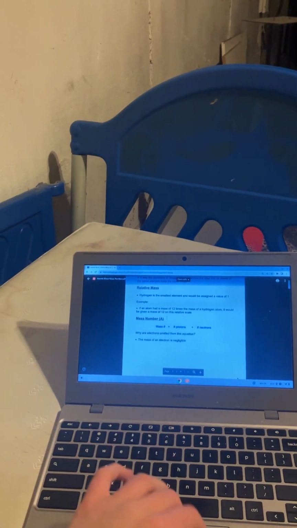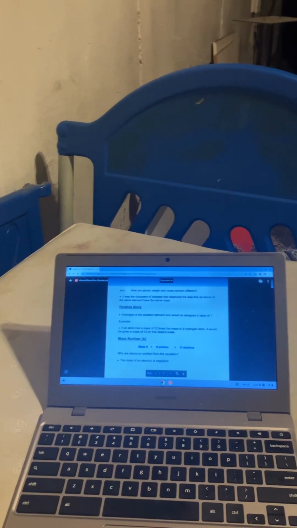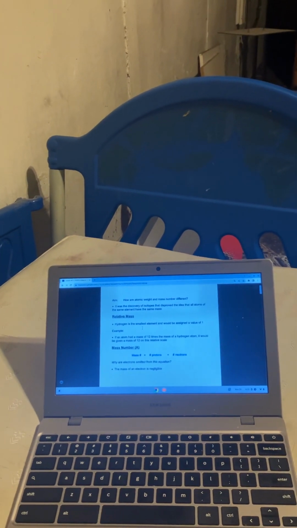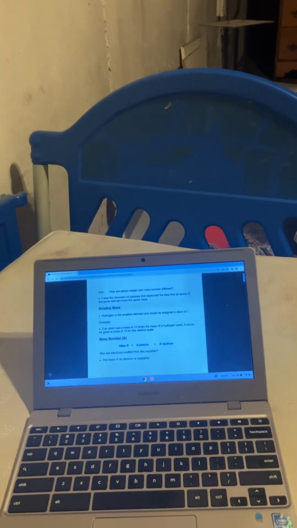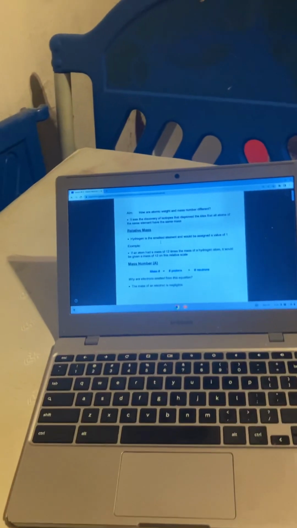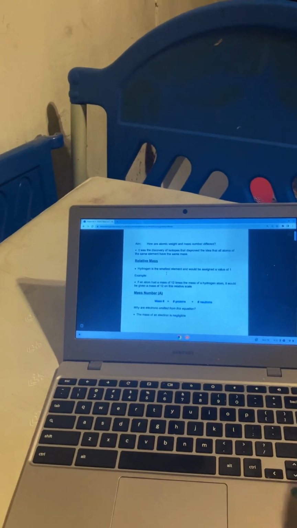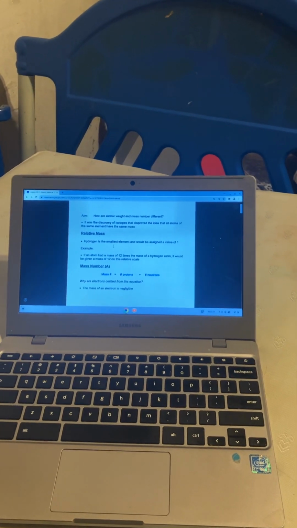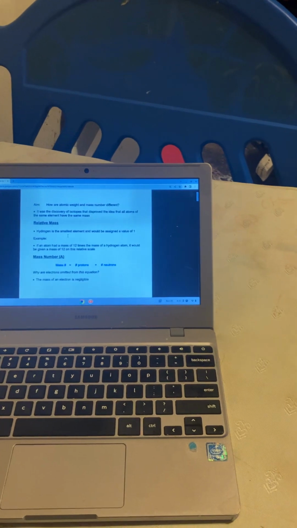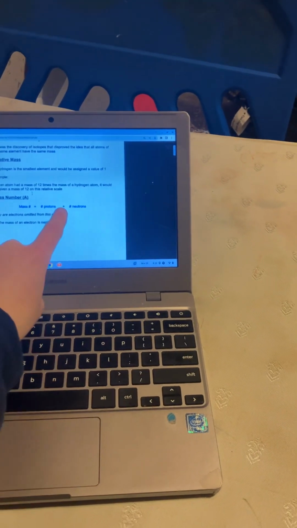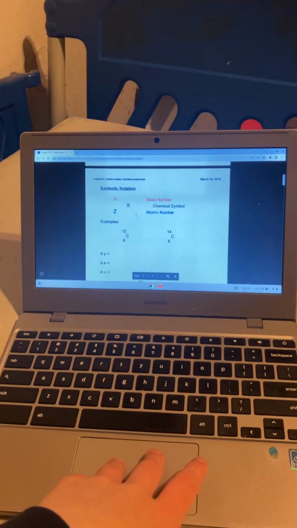So the relative mass is a relative scale based on hydrogen. Hydrogen is the smallest element and is given a value of 1. And as we know, electrons are omitted from the mass equation because the mass of an electron is negligible.